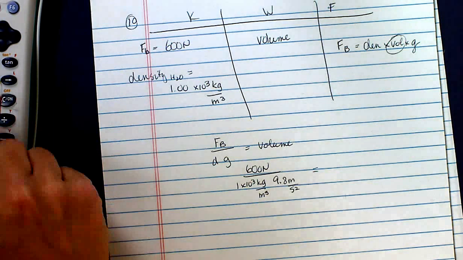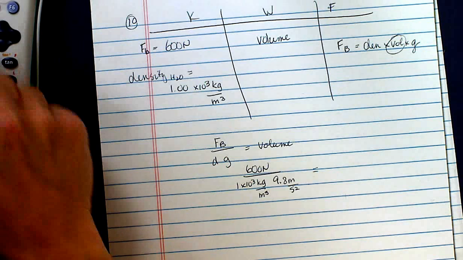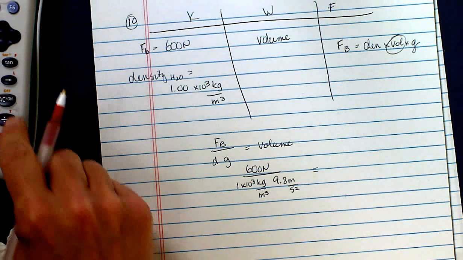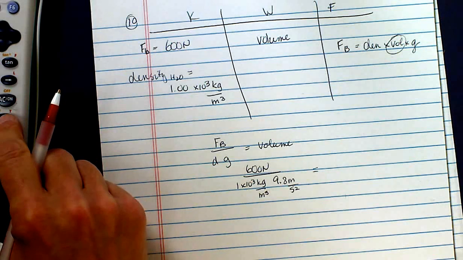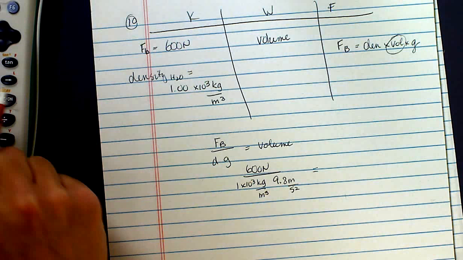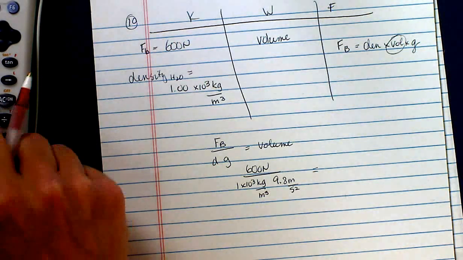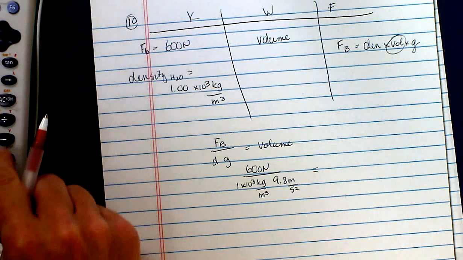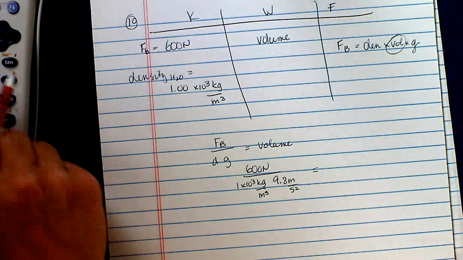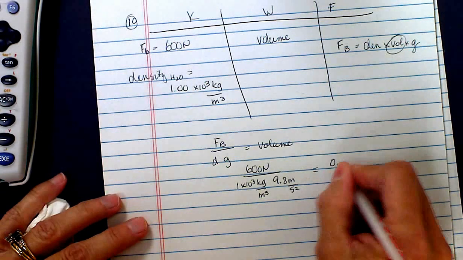So we have 600 divided by 1 times 10 to the third. And then that answer is divided by, okay, hang on, that didn't work. 600 divided by 1 times 10 to the third. And then that's divided by 9.8. And I come up with probably not the right volume.